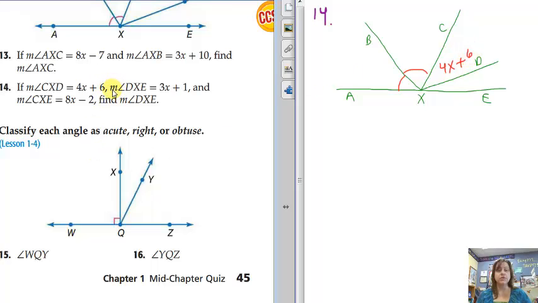And then back to our instructions, we've got the measure of angle DXE, 3x plus 1. So DXE, here we find it. DXE is 3x plus 1. And then CXE's measure is 8x minus 2. CXE, that's the whole thing again. Let's write that whole arc all the way around to here, is 8x minus 2.